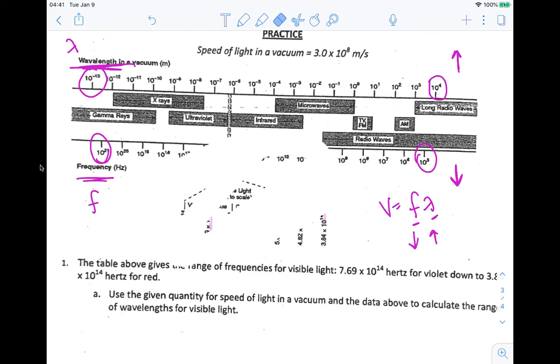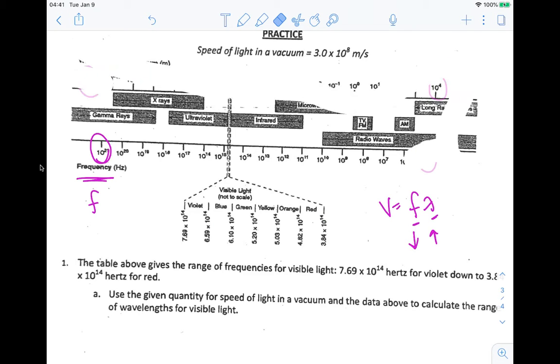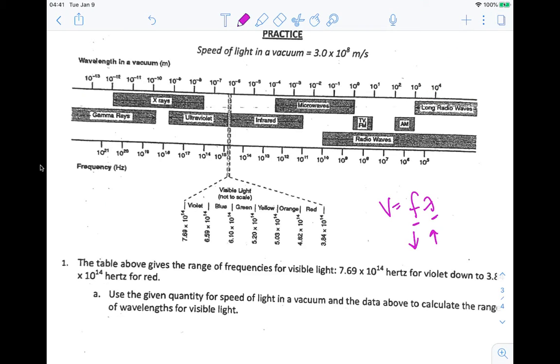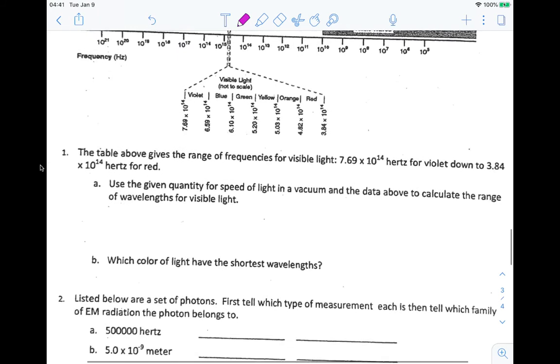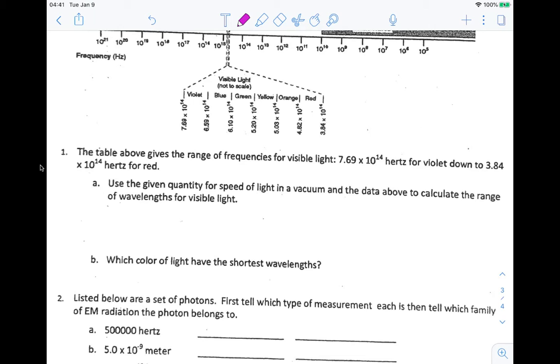So let's see some problems here. Let's erase some of this stuff so that we can do some of this work. All right. So first, the table above gives the range of frequencies for visible light, 7.69 times 10 to the 14 hertz for violet, down to 3.84 times 10 to the 14 hertz for red. Use the given quantity for speed of light in a vacuum and the data above to calculate the range of wavelengths for visible light. So let's start with violet.